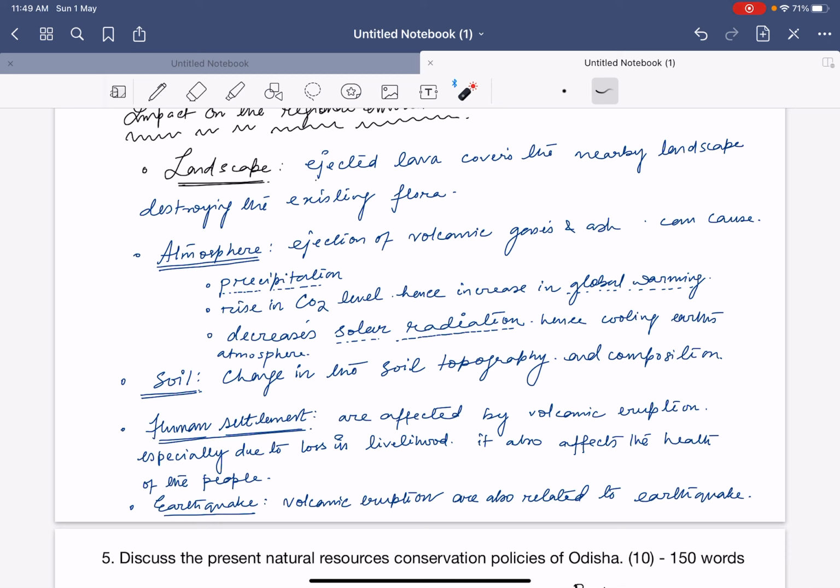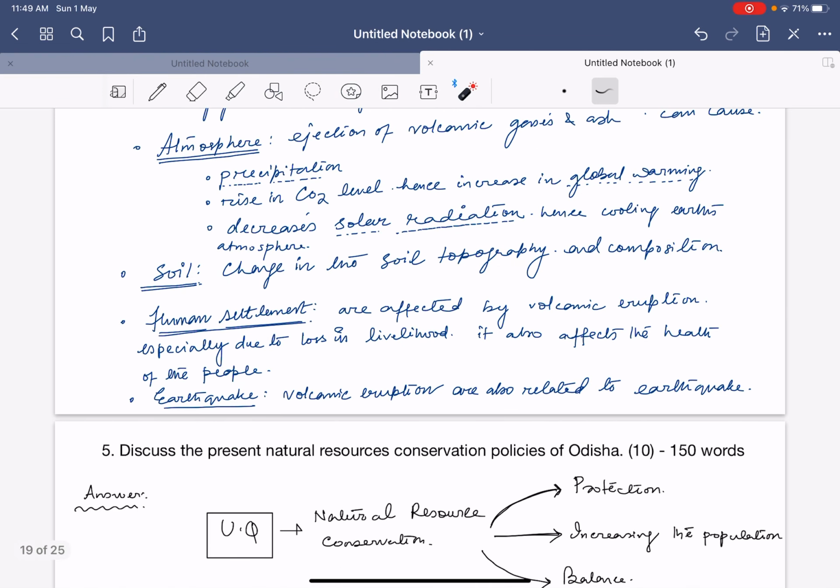This is called irradiance. What will be its effect on the soil? Change in the soil topography and composition. Human settlements are affected by the volcanic eruption, especially due to the loss of livelihood. It also affects the health of the people. Earthquake. Volcanic eruptions are also related to earthquakes.